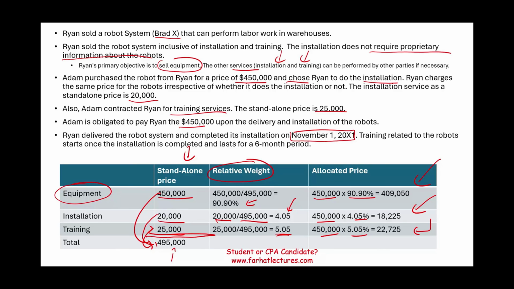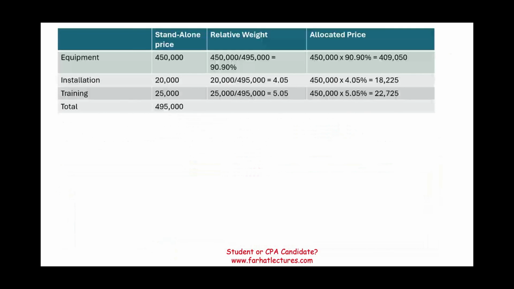Again, what are we assuming here? We're assuming we have 3 separate obligations, because the equipment can be sold separately from the installation. The installation can be sold separately. It has a standalone price, and the training as well can be sold alone and separately.